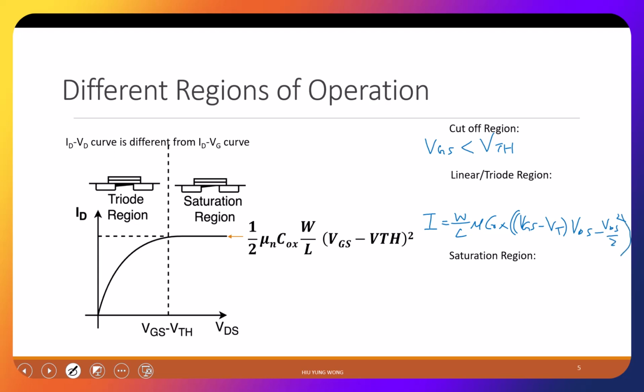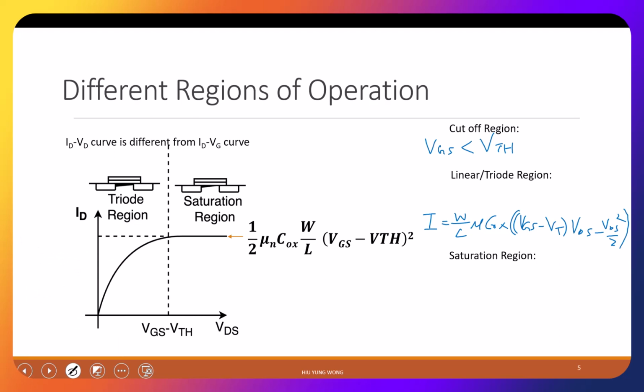mu C ox times (VGS minus VT), the whole thing times (VDS minus VDS squared divided by 2). Right? I'm very familiar with this. I don't need to read the cheat sheet because I have worked on this for decades. I really can say decades, my God. Right, so this is what you have.